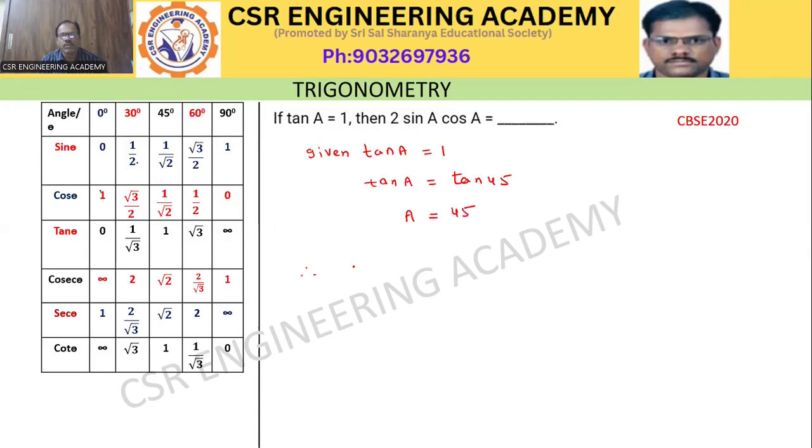So therefore, 2 sin A cos A is equal to 2 into sin 45 into cos 45, which is equal to 2 into sin 45 degrees, 1 by root 2, into cos 45 degrees, 1 by root 2. That is equal to 2 into 1 by root 2 into 1 by root 2. Root 2 into root 2 is 2, so that is 2 by 2. 2 gets cancelled, equal to 1. So 2 sin A cos A is equal to 1.